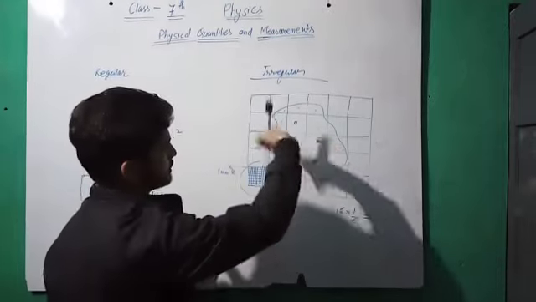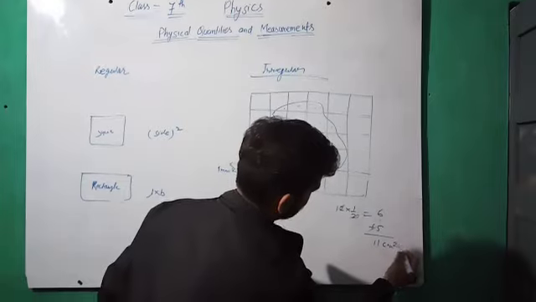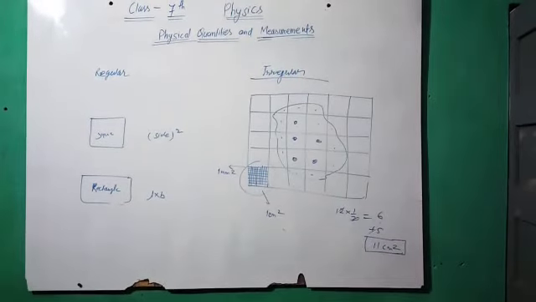So the area of this irregular shape is 11 centimeter square. But this is just an approximate area, not the exact area of the quantity.